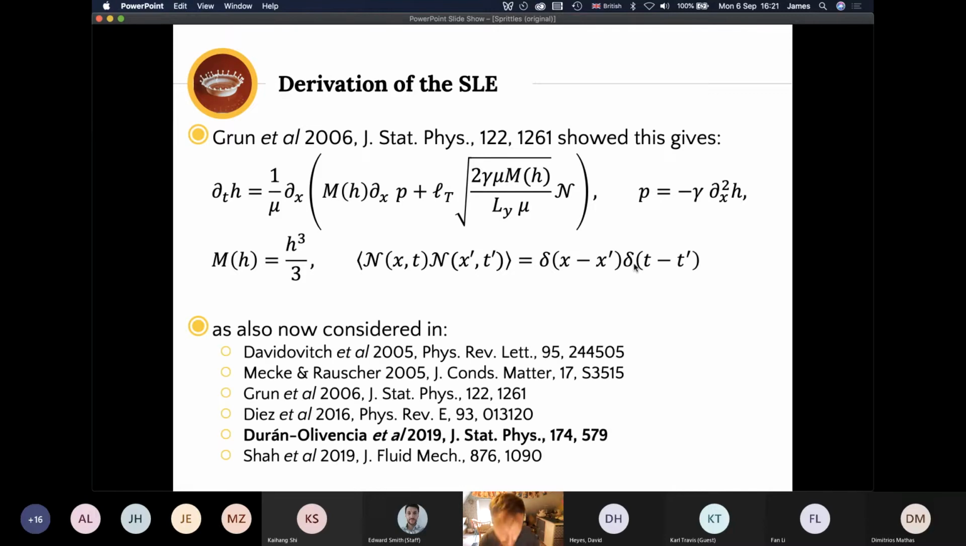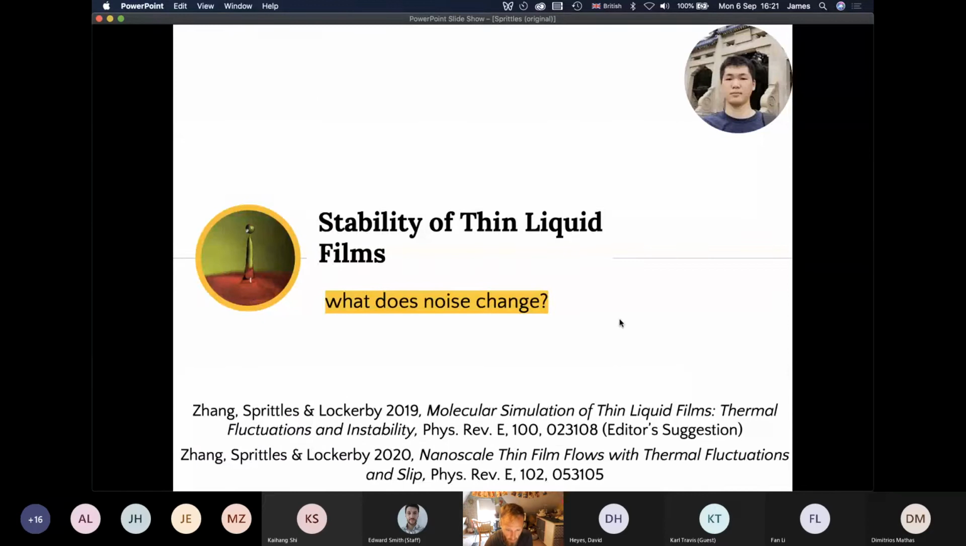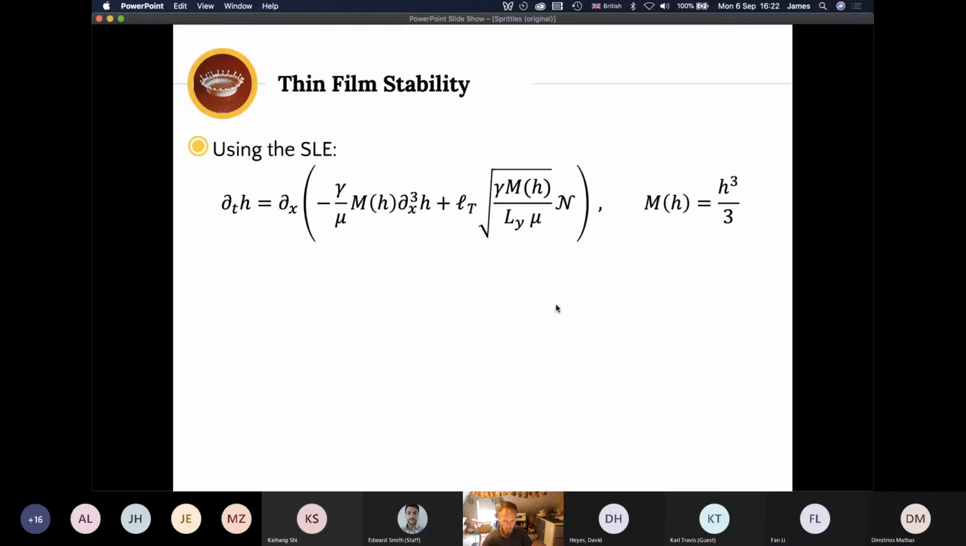This equation has been considered in a number of different contexts of increasing popularity. What we really wanted to look at was how this affects the stability of thin liquid films, because the case of most practical interest is when you put a thin film down on a solid: is it going to stay there or is it going to break up into drops? That's what we were looking at. So what does the noise change?